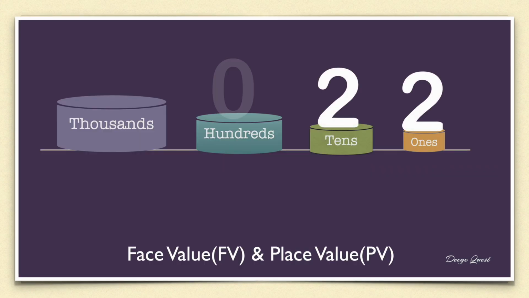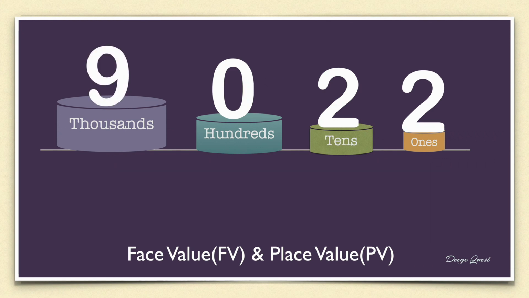Let's look at this 4-digit number. The rightmost digit 2 is in the ones place. The face value of 2 will be 2, and since it is in the ones place, the unit value is 1. The place value of 2 will be 2 times 1, which is 2.